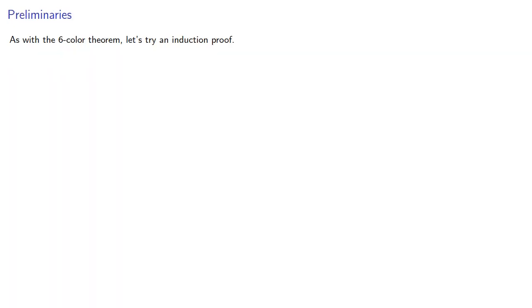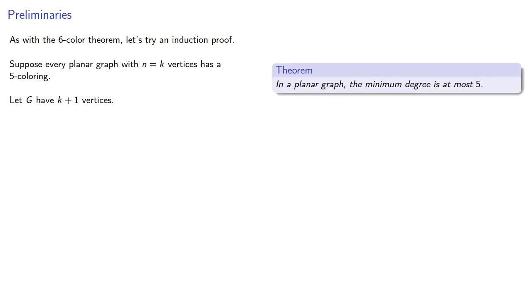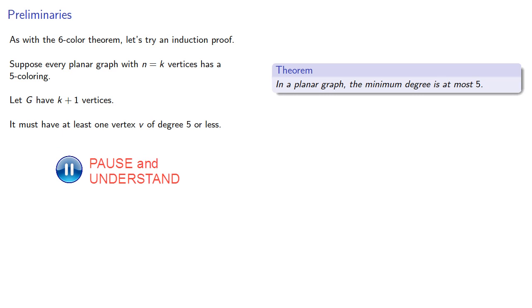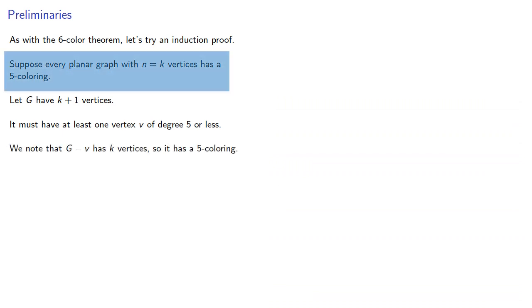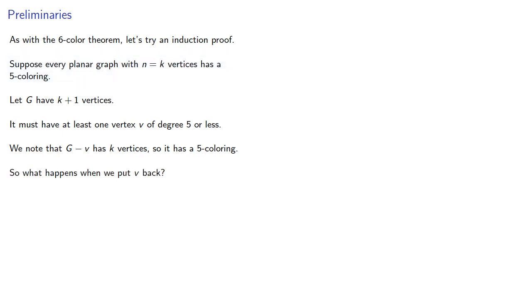As with the 6-color theorem, let's try an induction proof. Suppose every planar graph with k vertices has a 5 coloring. Let G have k plus 1 vertices. Now we know it must have at least one vertex of degree 5 or less. We note that if we remove that vertex, the graph G minus V has k vertices, so by our induction assumption, it has a 5 coloring. So what happens when we put that vertex back?